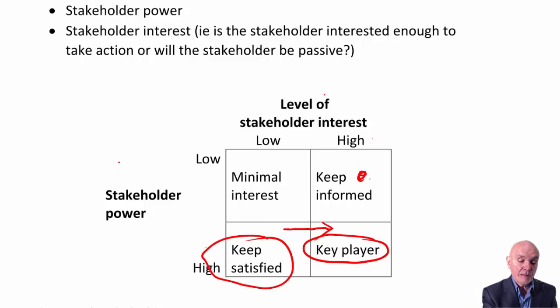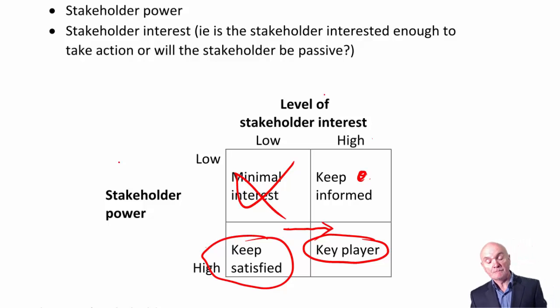And then finally, we have these minimal interest people. No power, not very active, very passive, laid back sort of people. Minimal interest is almost a polite way of saying you can ignore these people. Not very nice to say you're going to ignore certain stakeholders, but essentially that's what you're doing. They are right at the end of the queue when it comes to getting anything.